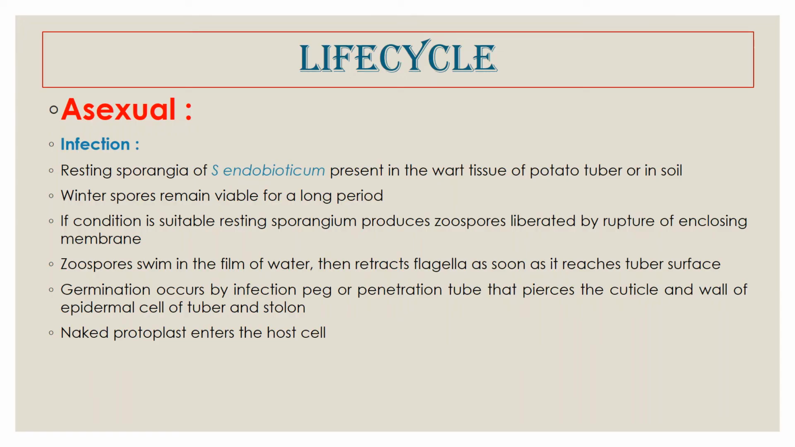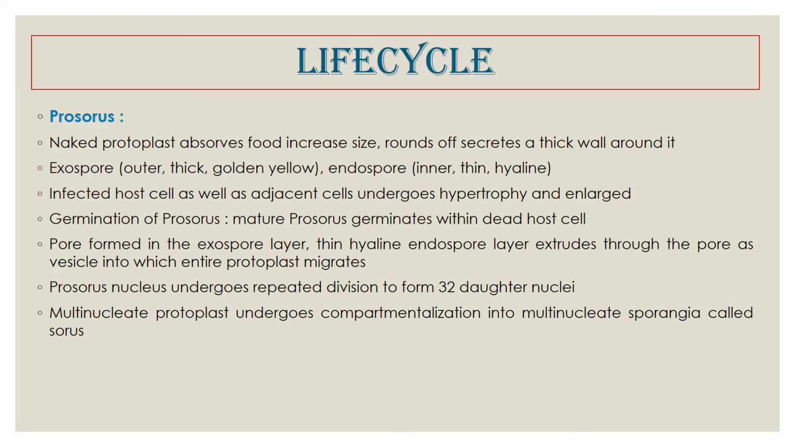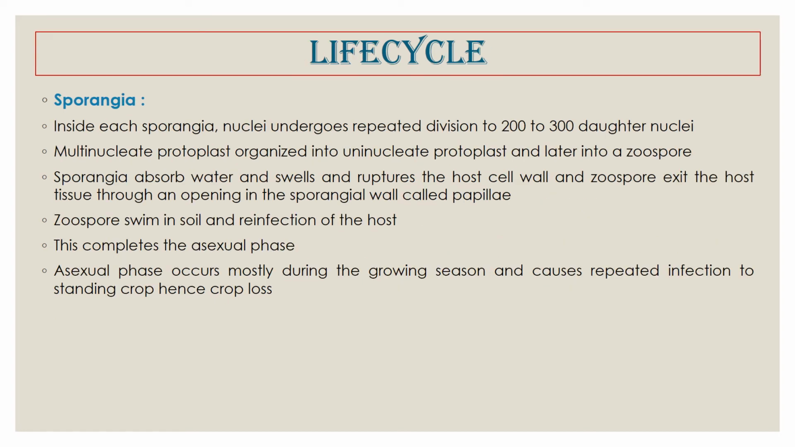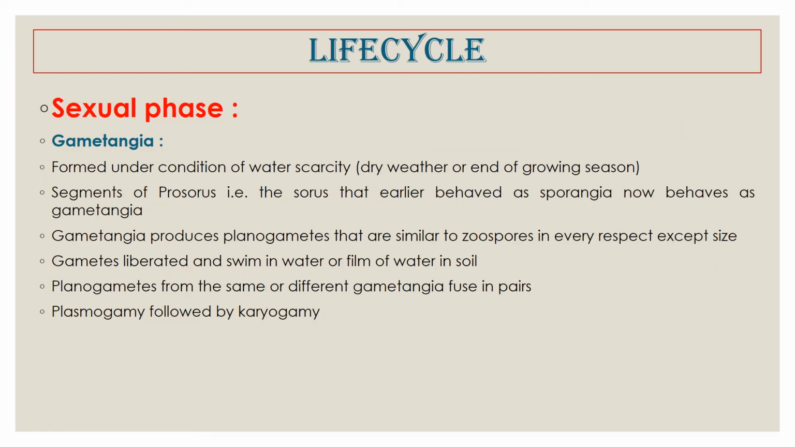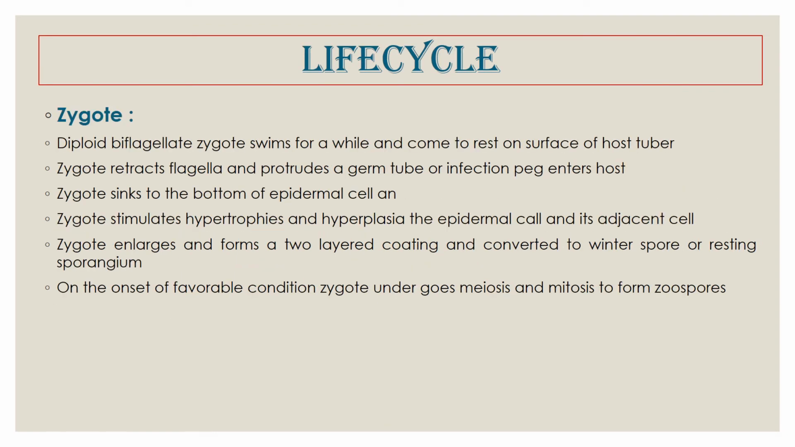Now this slide is about the asexual stage that I have already discussed in the previous slide, so I won't be discussing it again. Do pause the slide and go through it. This is the prosorus stage that I was talking about earlier. Pause the slide and go through it. Then is the sporangia stage, which is also the asexual stage. Then we come to the sexual phase, where we begin with the gametangia, and the zygote.